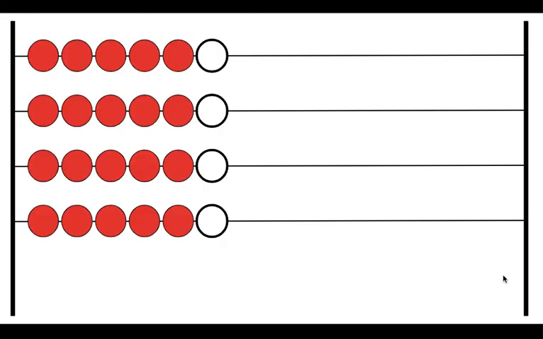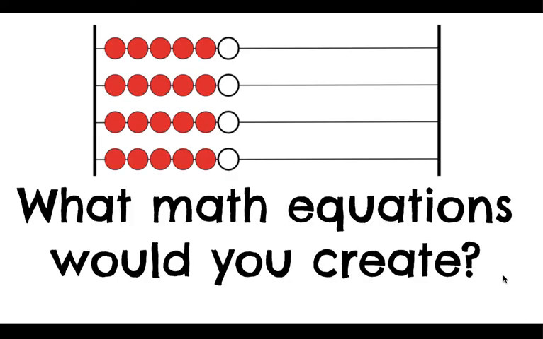Here's the next. Now these are going to disappear, so get ready and think about what do you see and how many do you see and what are the equations that you could write or the words that you could write to describe what you see. Here we go. I'll show you again. You can pause the video and think about the equations that you would write. What math equations would you create?